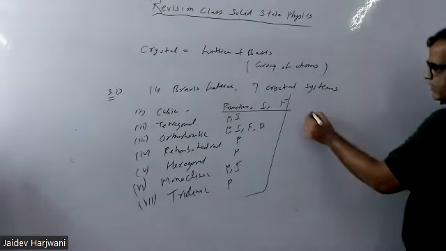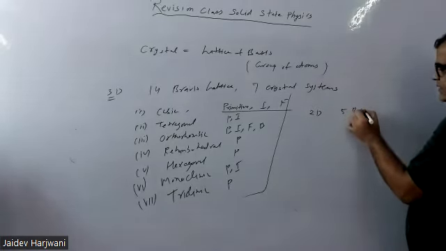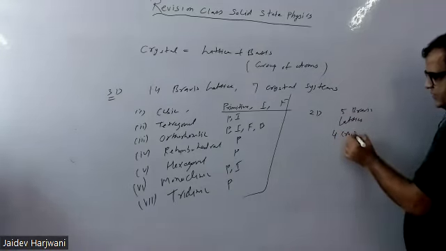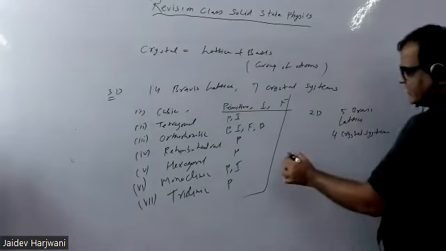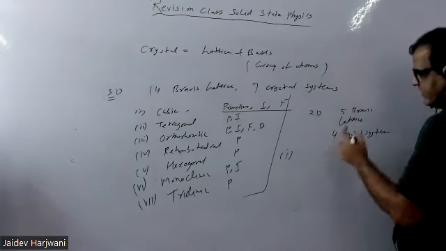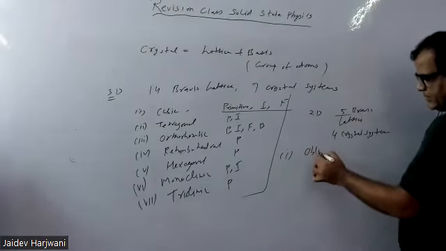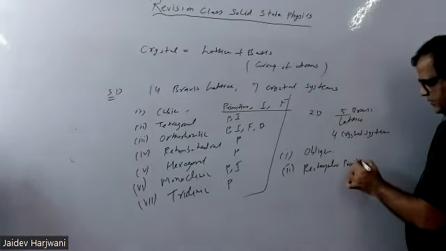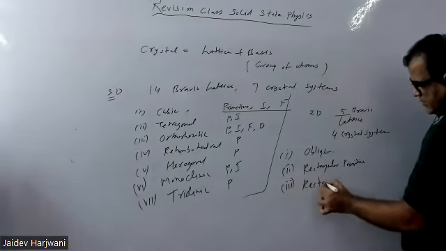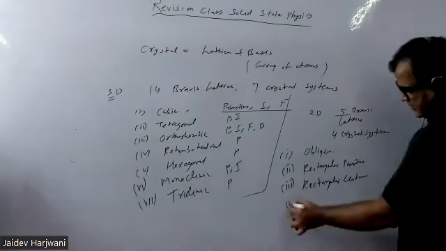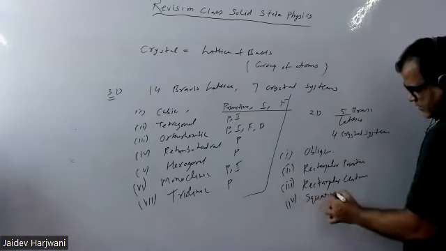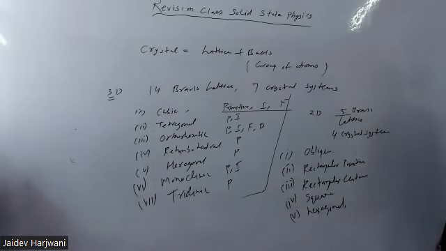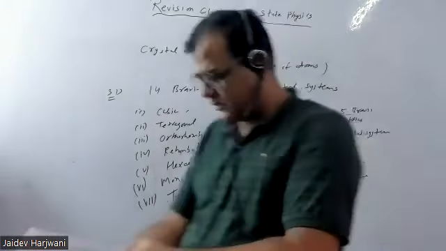Same thing if we talk in 2D. In 2D we have 5 Bravais lattices, and these 5 Bravais lattices can be classified into 4 crystal systems. What are the 5 Bravais lattices in 2D? Oblique, rectangular primitive, rectangular centered, square, and last is hexagonal. So these are the 5 Bravais lattices in 2D. Now you have to revise these things.